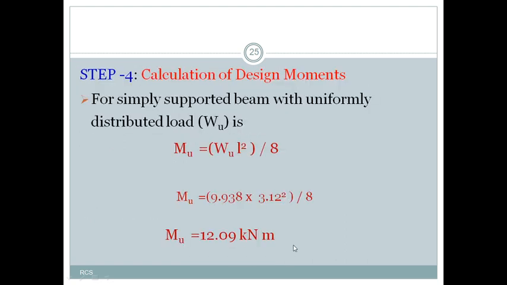Then we have to calculate the design moment, or ultimate moment. As we are designing a simply supported one-way slab, the moment will be calculated with this formula, Mu equal to WL square by 8. Already we have calculated W, that is 9.938, into L, which is 3.12, square, by 8. So Mu equals 12.09 kN·m.